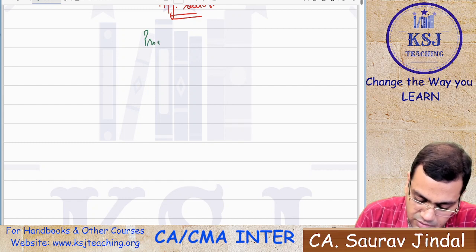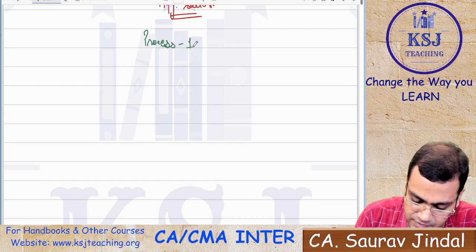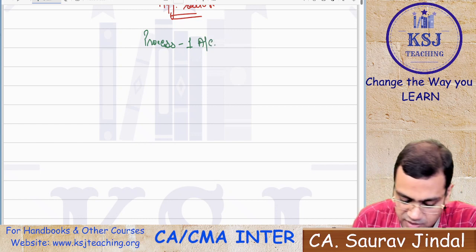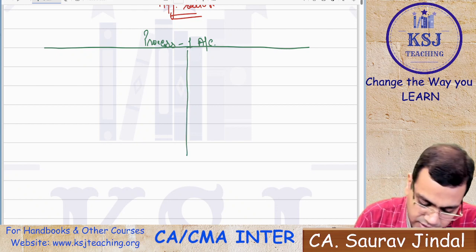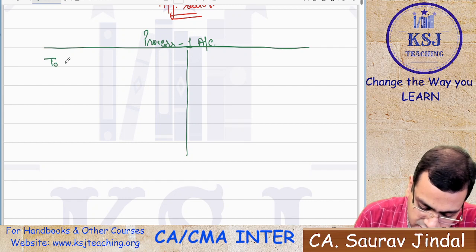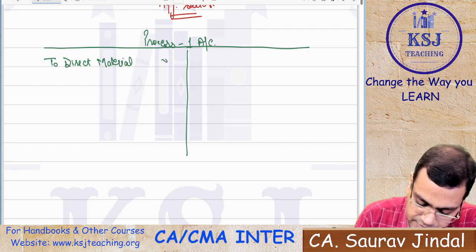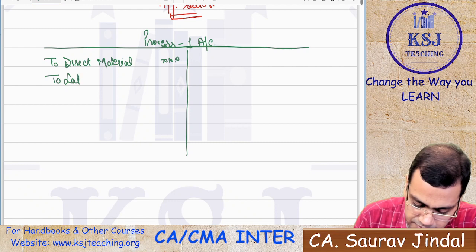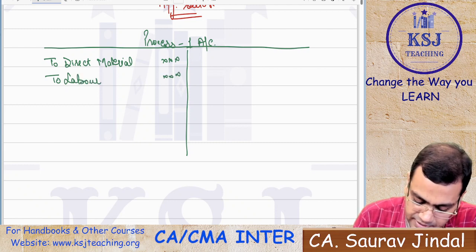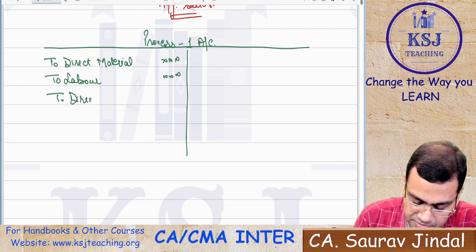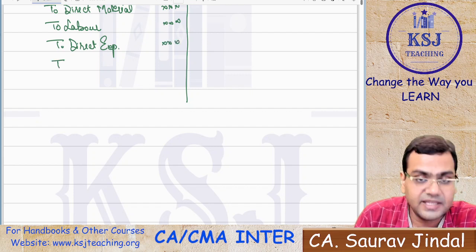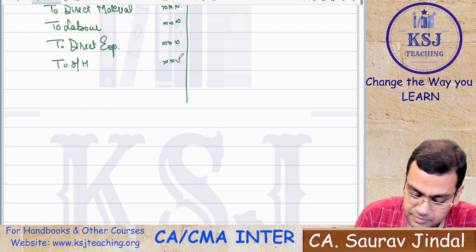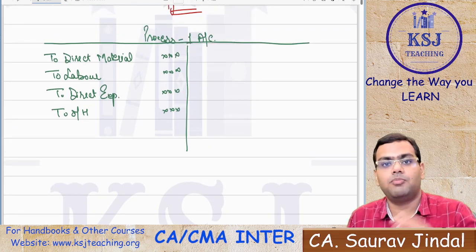Let's talk about the process one account. What will happen in the process one account? There will be direct material cost, then there will be labor cost, then there can be some direct expenses also. After that, there can be overheads also. Now, the whole of this cost has been incurred in process one.